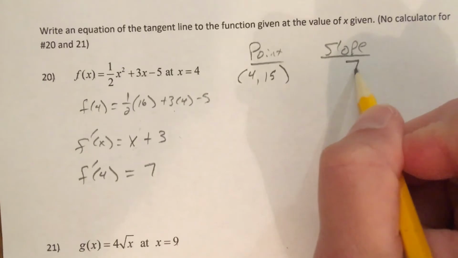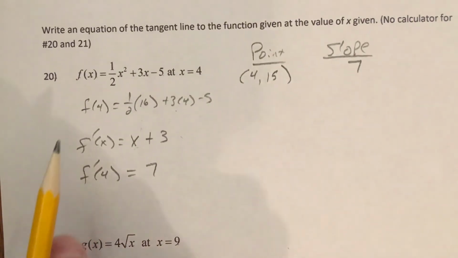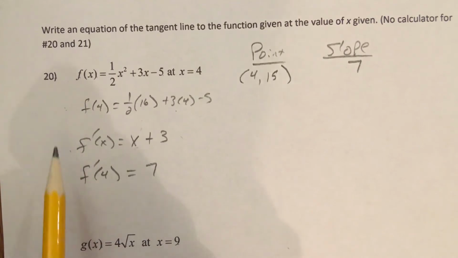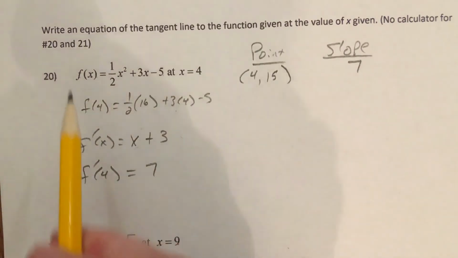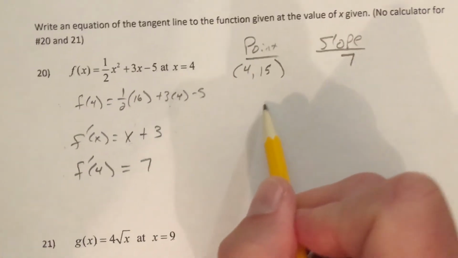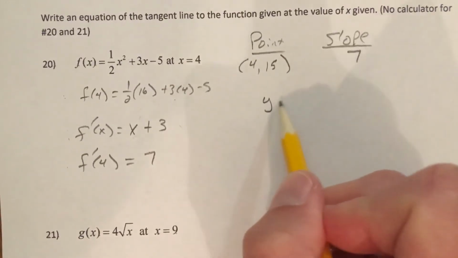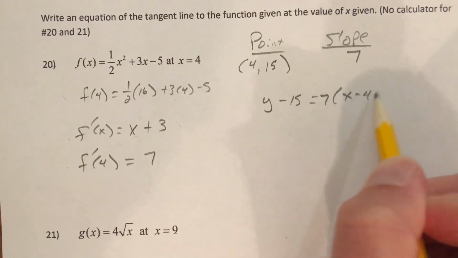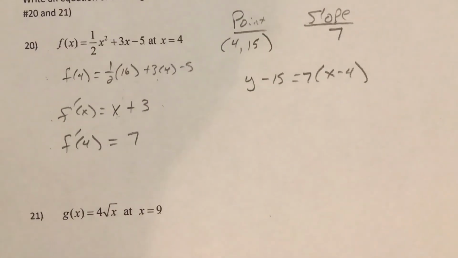That's my slope. It's real good for you to have this nice and clearly labeled: f of 4, f prime of x, f prime of 4. It lets the grader see your train of thought. And then we can make the equation real simple here. y minus 15 equals 7 times x minus 4. And there's our tangent line.